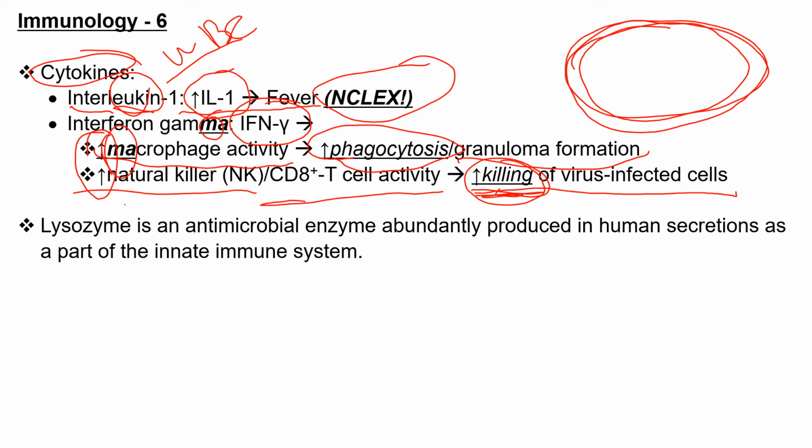Do know the term lysozyme. It's an enzyme that kills bacteria, for example, an antimicrobial enzyme that is found in human secretions, your saliva, your tears, and it's a part of the innate immune system. We've been talking about the humoral immune system. We talked about B cells, T cells. They're all a part of the humoral immune system. Lysozyme is a part of the innate immune system.